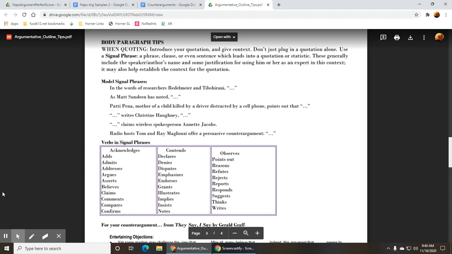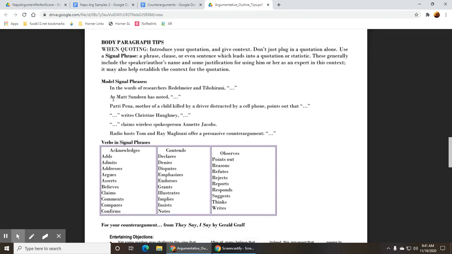Don't plug in a quotation all by itself, but use a signal phrase, which is a phrase, a clause, or even a whole sentence that gives some background information and leads into your quotation or statistic. Often these include your source, the speaker or author that you are quoting, and or some justification for using them as the expert. So these are some model signal phrases that you might use: in the words of researchers, as this author has noted.